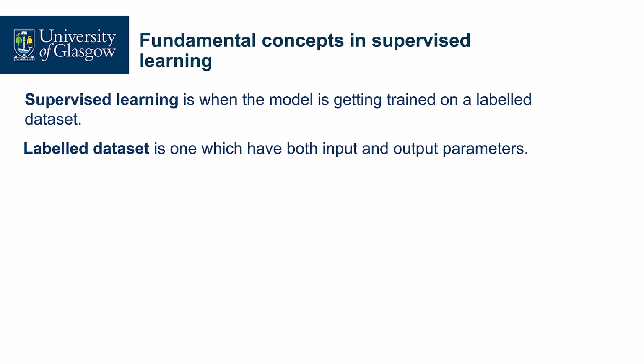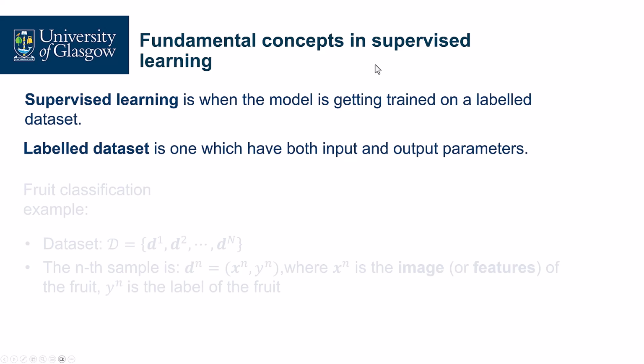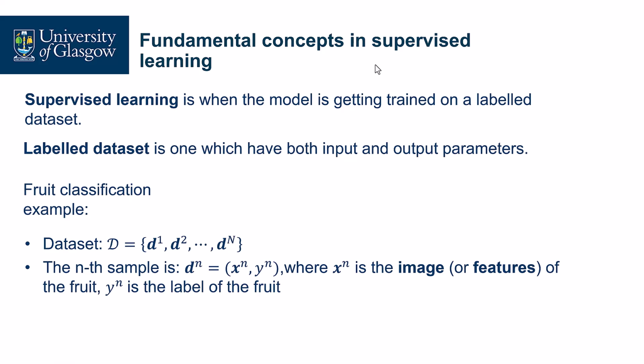Let's use a fruit classification or recognition example to explain it. So the data set, we can see D1, D2 to Dn, each one is a sample. And for each sample, Dn equals Xn, Yn. So Xn is what? The feature input, right? And Yn is what? The label, which is the output. Then Xn is the image or features of the fruit, the feature vector, and Yn is a label or output of the fruit, right? So this is supervised learning.